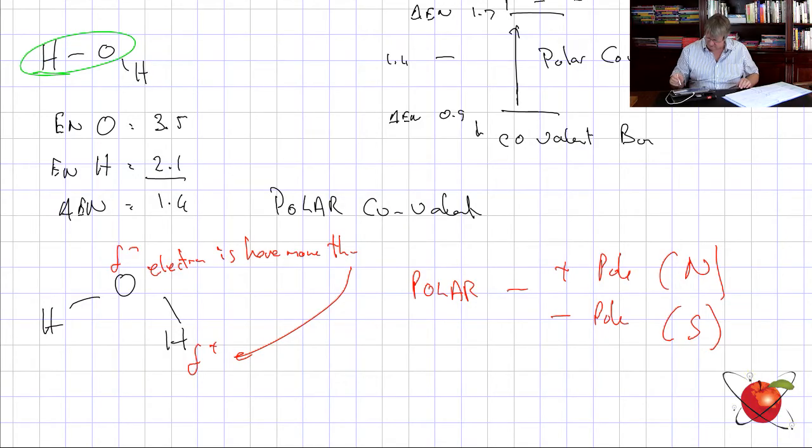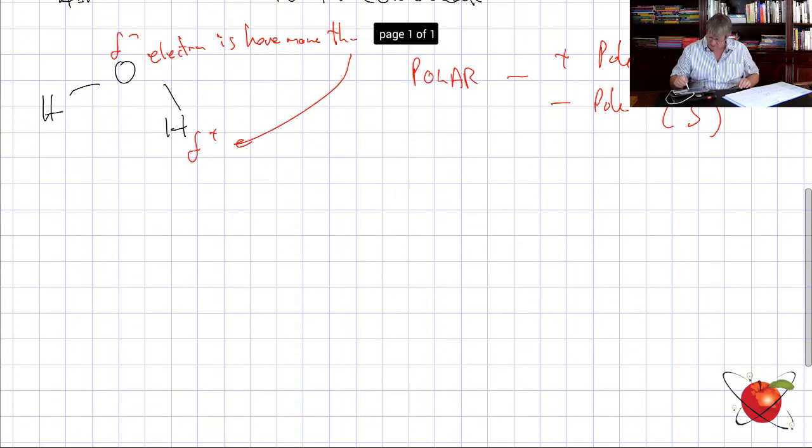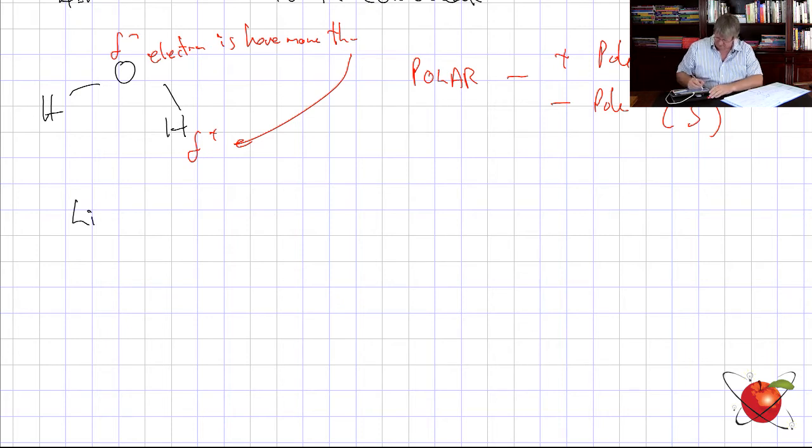Okay, let's have a look at the next one. So what do we say? The next one, let's just move it up. The next one was water. The next one was lithium fluoride, correct? Lithium fluoride, LiF.